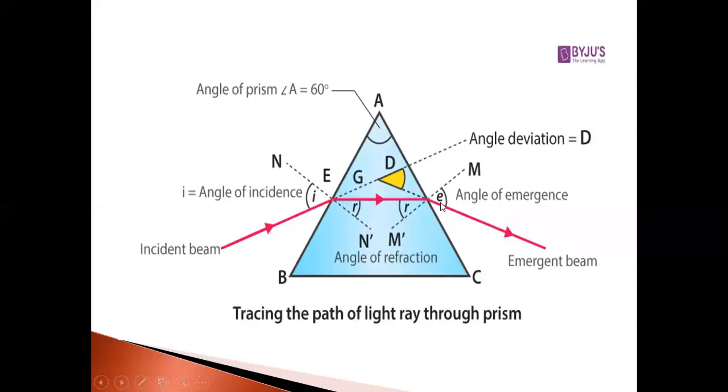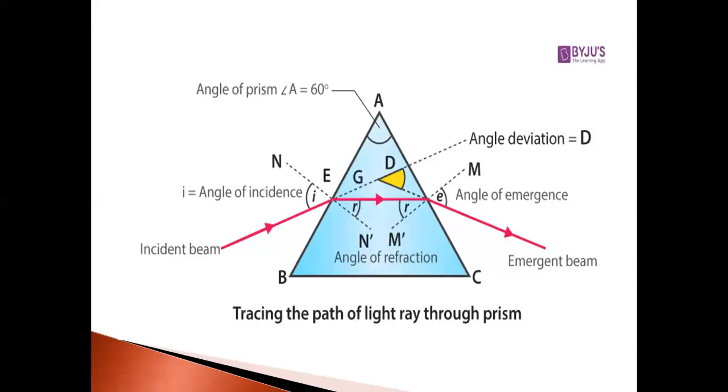When it comes out from the prism, it again makes an angle with the normal. And now this angle is called angle of emergence. Emergent ray makes the angle of emergence with the normal. Incident ray makes angle of incidence with the normal. And refracted ray makes an angle of refraction with the normal.